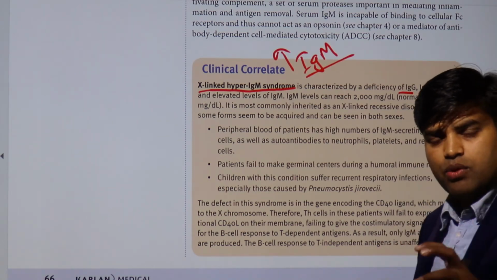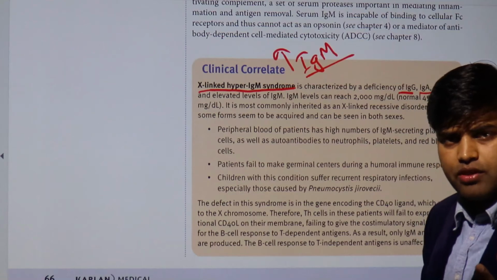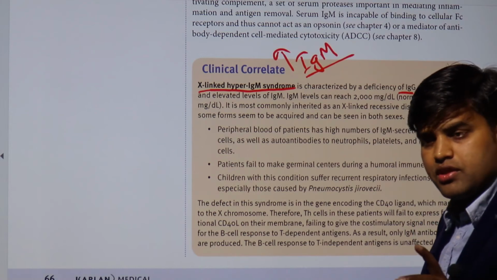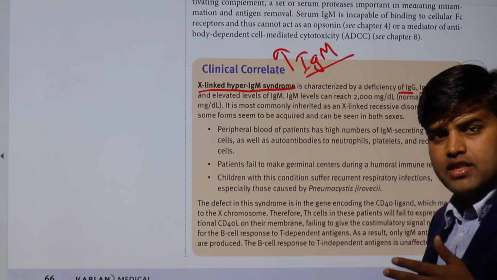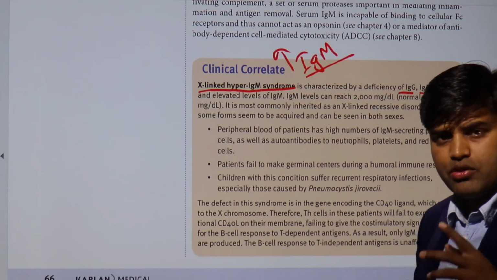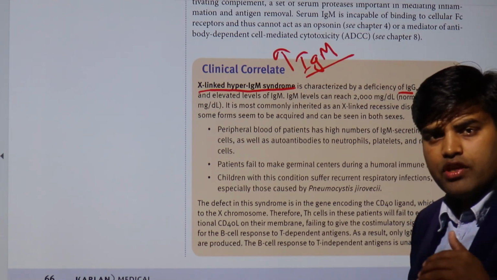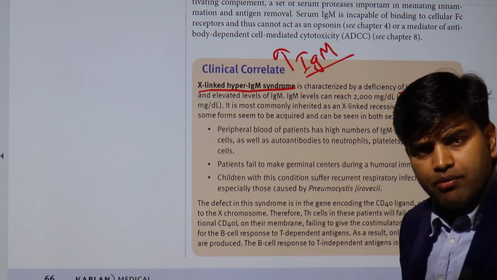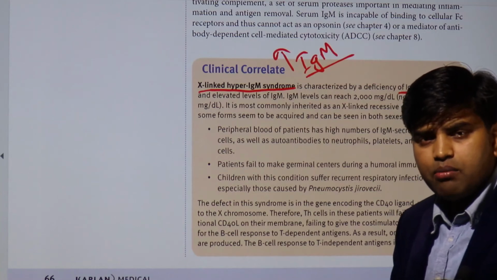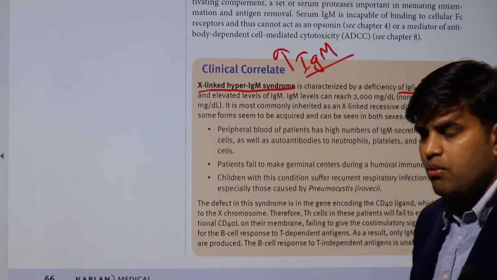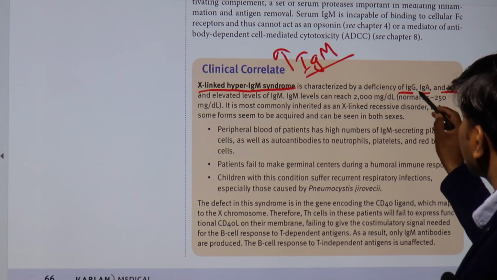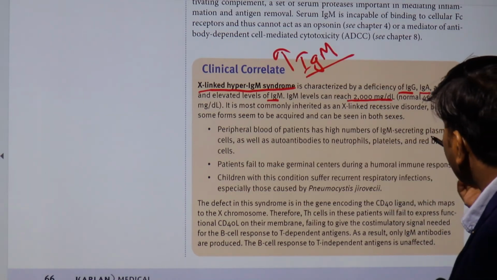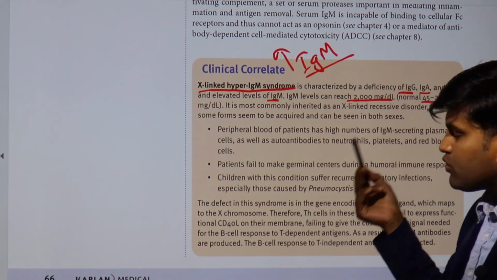So what is happening? Immunoglobulin M is present, but the other immunoglobulins are not present because no class switching occurs. And what is the major role that makes class switching occur? It is the signals sent by the T cell, and the most important signal is the co-stimulatory signal of CD40 and CD40 ligand. So if the CD40 ligand is not there, then class switching will never occur. So there will be only immunoglobulin M inside the body, and other immunoglobulins will not be formed. So this is characterized by deficiency of immunoglobulin G, A and E, and an elevated level of immunoglobulin M. This can reach up to 2000 milligram per dl. Normally it is below 250.